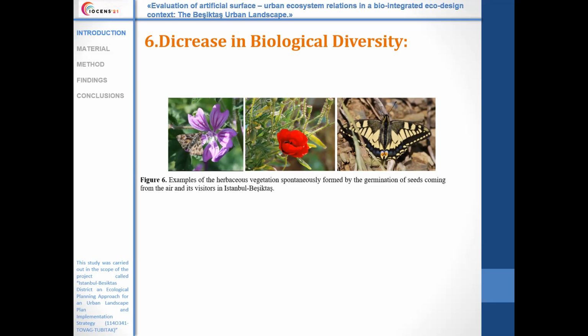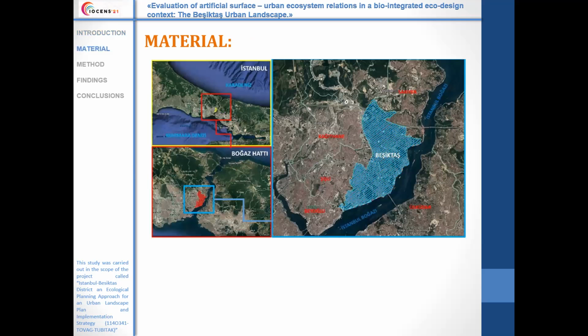Located at the intersection of two main flora regions, which are the Euxine and Mediterranean flora regions, with the pressure of intense urbanization, the green system is facing a destructive process of fragmentation. However, when the artificial surfaces are planned correctly, it has the potential to rapidly rehabilitate itself with the effect of this rich floristic infrastructure.